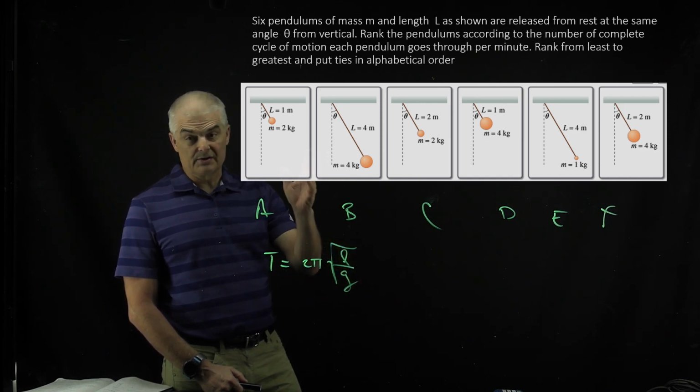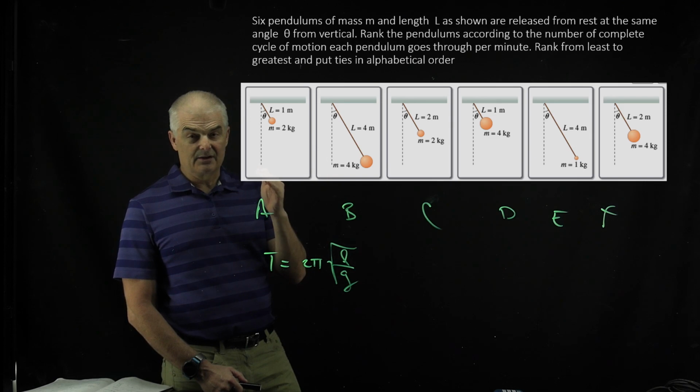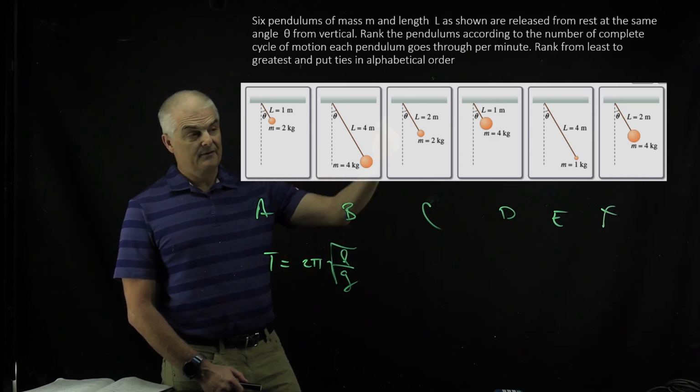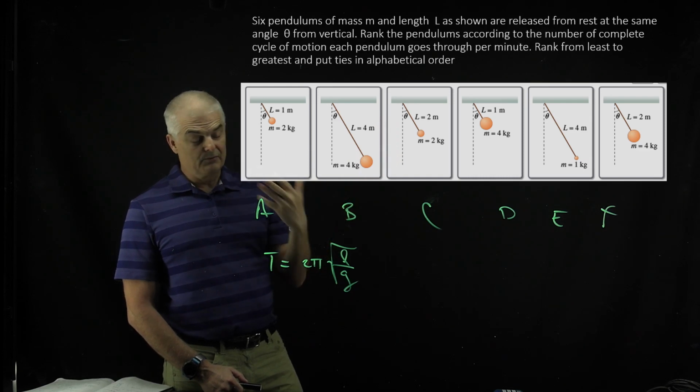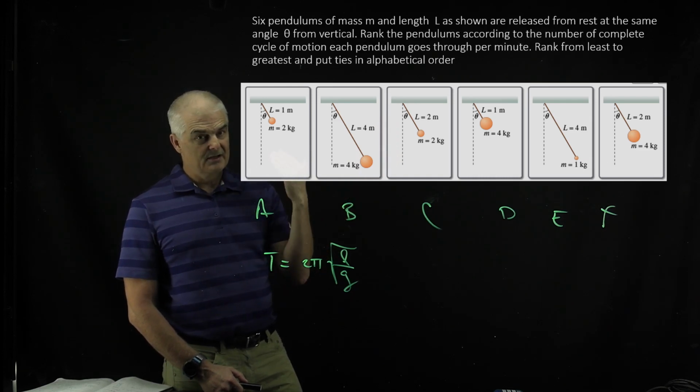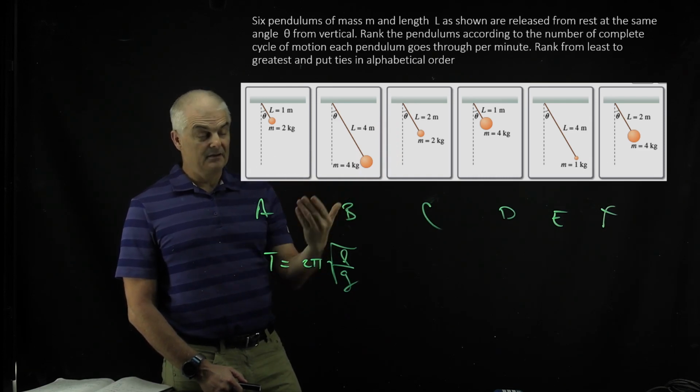And also, as a note, I guess the angles are all the same. If I change the angles, guess what? Angle's not in the equation either. So if I swing it back further or lesser, it won't make any difference. So it's just the square root of L that it's proportional to.